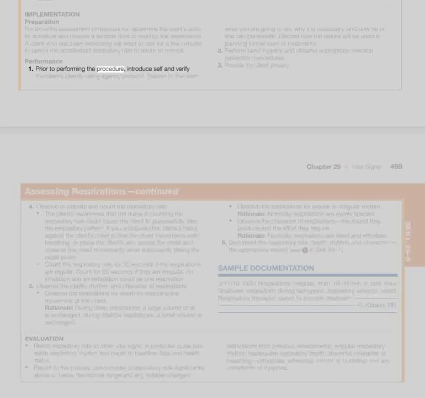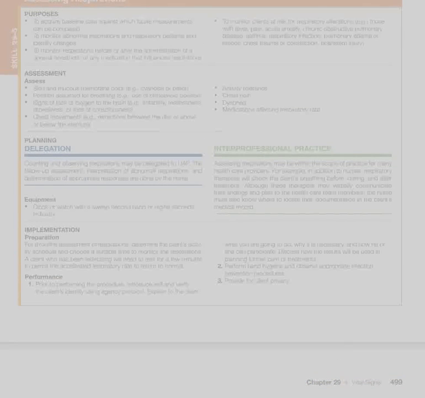1. Prior to performing the procedure, introduce self and verify the client's identity using agency protocol. Explain to the client what you are going to do, why it is necessary, and how he or she can participate. Discuss how the results will be used in planning further care or treatments. 2. Perform hand hygiene and observe appropriate infection prevention procedures. 3. Provide for client privacy. Assessing respirations. Skill 29-5.